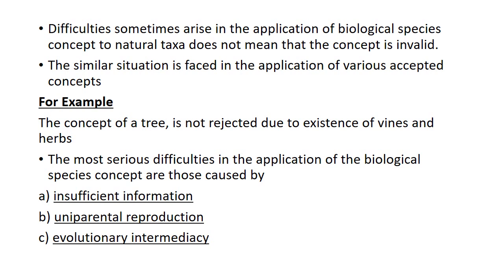certain vines and herbs. The most serious difficulties in the application of the biological species concept are those caused by insufficient information, uniparental reproduction, and evolutionary intermediacy. These three points will be discussed in detail in the upcoming slides.